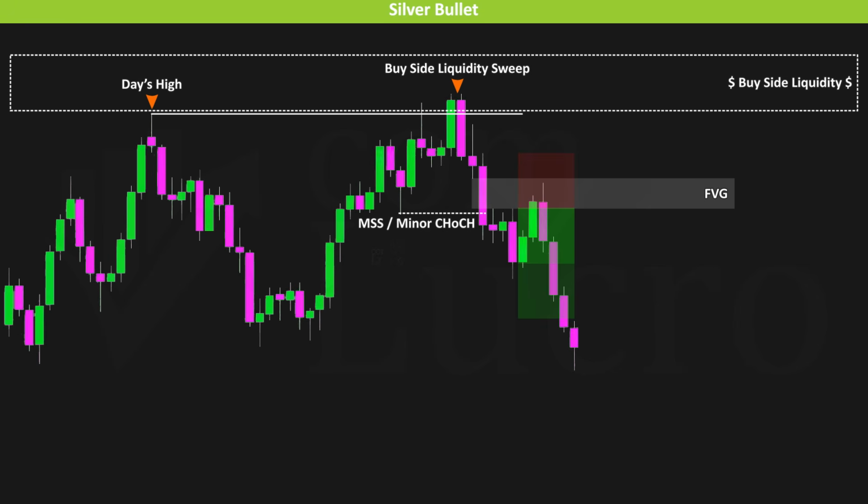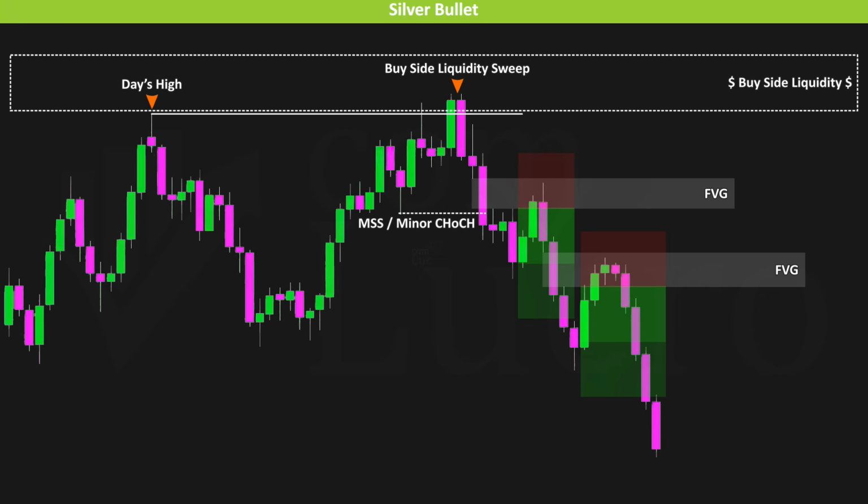And watch what happens next. As price continues lower, a new fair value gap forms, and the same sequence repeats. Another imbalance, another sell limit at the beginning of the zone, another entry mapped in advance. Just always follow a disciplined risk management plan to protect your capital.